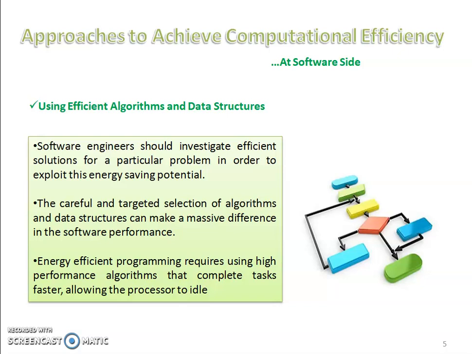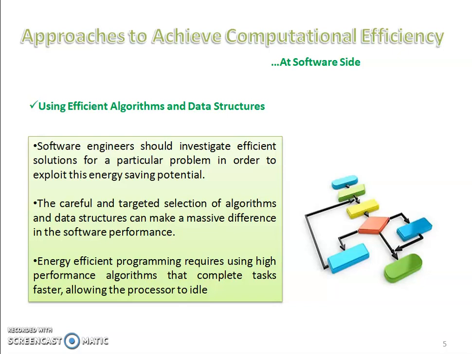So first is using energy efficient algorithms and data structures. The careful and targeted selection of algorithms and data structures can make a massive difference in software performance. Energy efficient programming requires using high performance algorithms that complete tasks faster, allowing the processor to idle. The central processing unit is a dominant source of power consumption. Therefore, the optimization of the CPU can lead to significant energy efficiency improvement. Software engineers should investigate efficient solutions for a particular problem in order to exploit this energy saving potential.